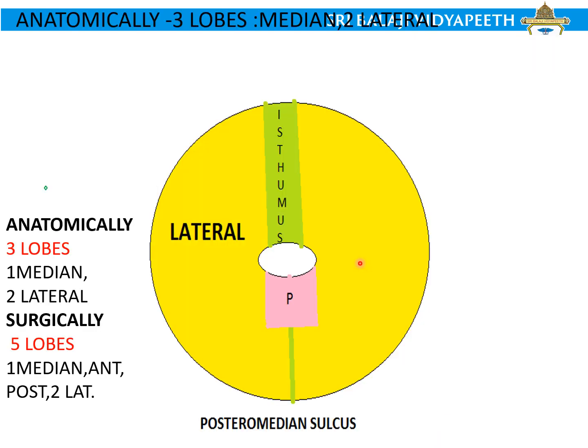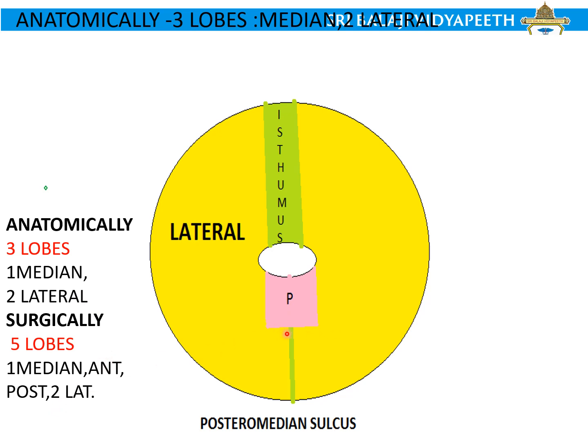Now, coming to the lobar anatomy of the prostate gland, anatomically the prostate gland is said to have 3 lobes, whereas surgically it has 5 lobes. The 3 lobes being 1 median and 2 lateral lobes, and surgically, apart from the 1 median and 2 lateral lobes, there is an anterior lobe and a posterior lobe as well.